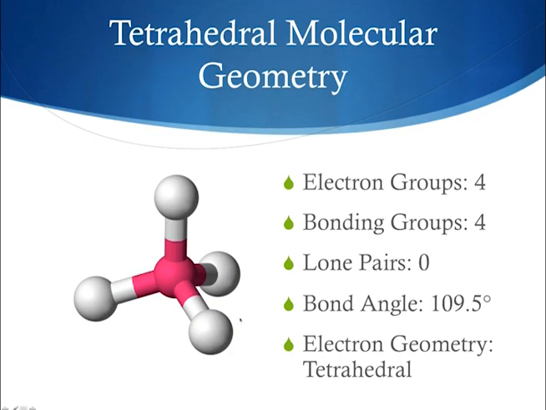So tetrahedral geometry, this is the same thing as before. Bonding groups and electron groups are equal, so it's just called tetrahedral molecular geometry.